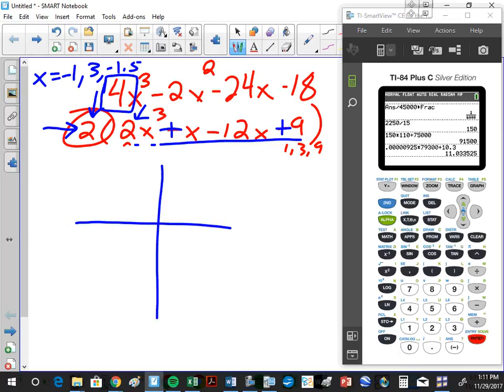Okay? So negative 1 and negative 1.5 and 3. Are we going up or are we going down? Is this a positive slope or a negative slope? It's a positive slope, so we're going to start from the bottom and come up. And I don't have any bounces, but that will have a little hump and then something like that. Does that make sense? Okay.